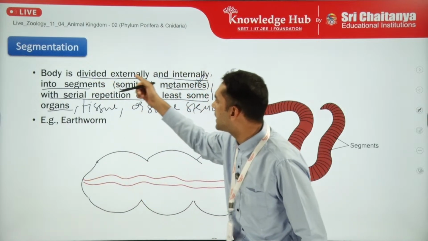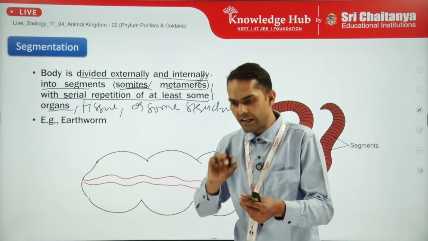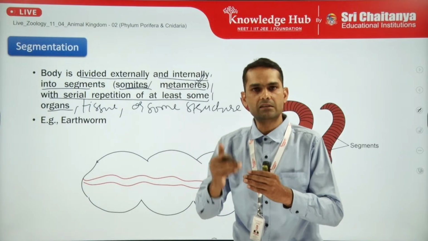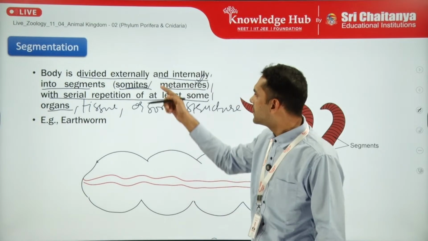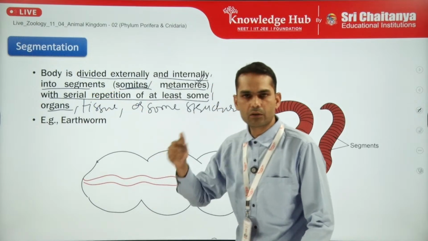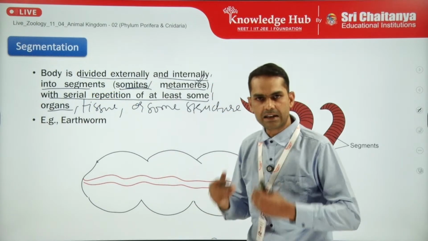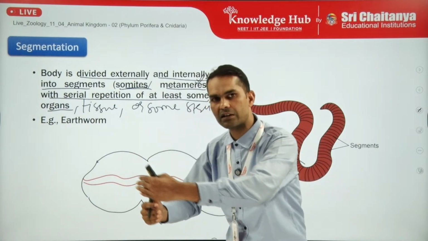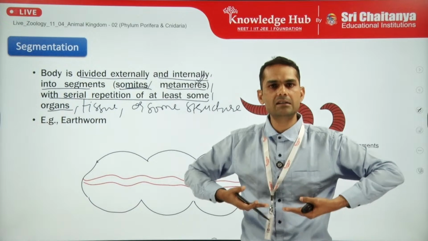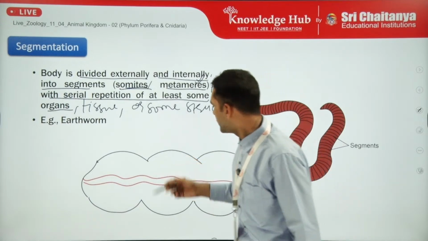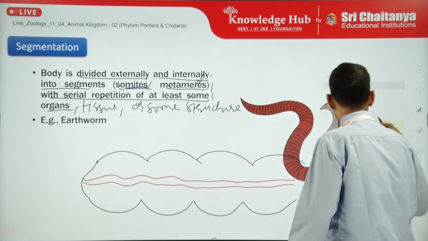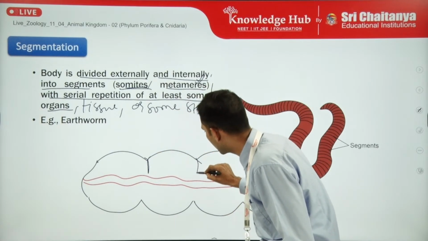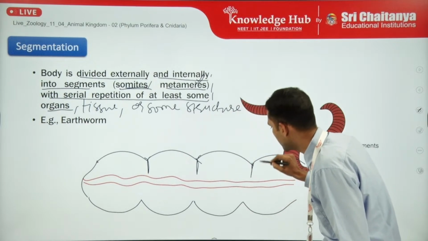So the body is divided externally. If you see the earthworm, you will see annuli, or circular rings, on its surface. That marks the external segmentation, and internally it also divides into different segments. As I told you, if the external segmentation corresponds to the internal segmentation, the body cavity will also get divided into segments.